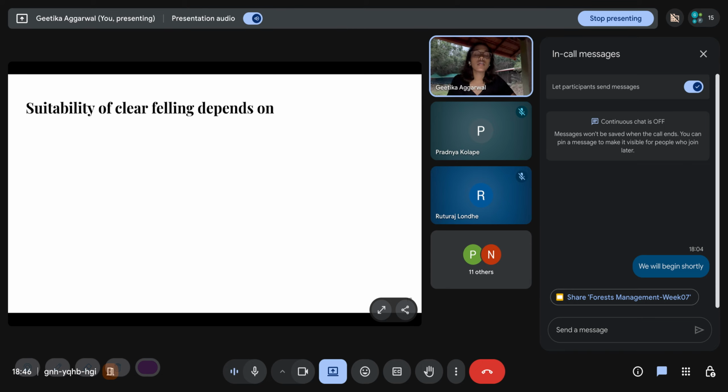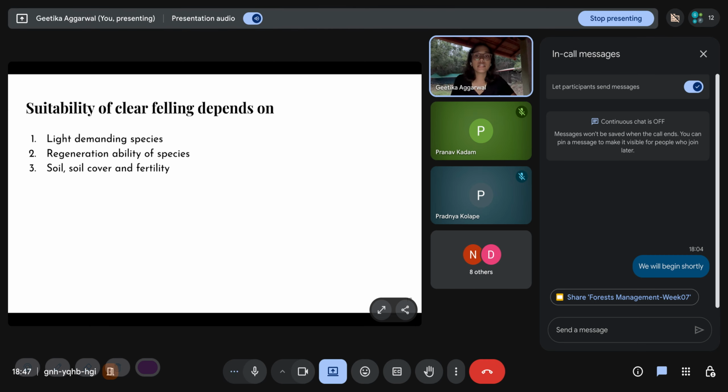Then, where clear felling is suitable depends on different things, like whether or not there are light demanding species in that area. If the area has shade loving species and not light demanding species, then clear felling is not suitable for that area, because after you have felled all of the trees, there's going to be a lot of sunlight because there's no canopy cover left. What is the regeneration ability of the species? If the species are good at regenerating, then clear felling is useful in those areas. But if the species take a lot of time, or are not very good at regenerating, then clear felling is not going to help.